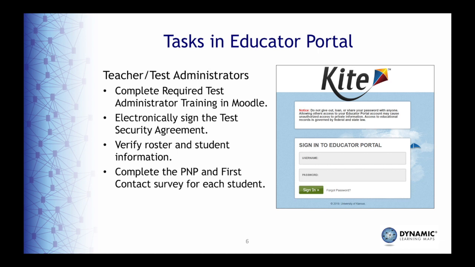Please note that on Oklahoma's page of the DLM website, an Educator Portal user guide is provided under the Manuals and Blueprints tab. Helplet videos regarding getting started in Educator Portal, completing the Personal Needs and Preferences profile, and completing the First Contact Survey are provided under the Resources for Educators and District Staff tab, following the Educator Resource Videos link. These resources provide step-by-step instructions, often with screenshots, for completing tasks and accessing student information in Educator Portal.